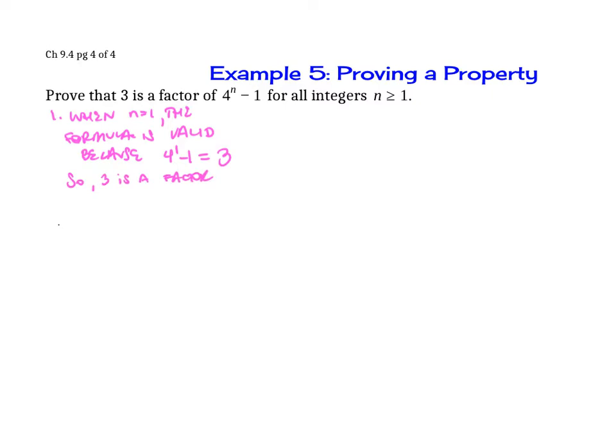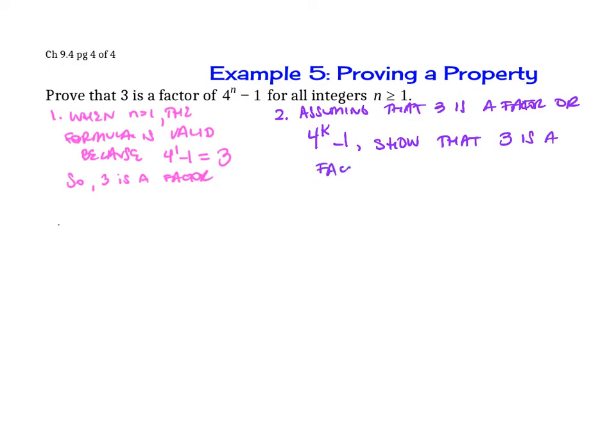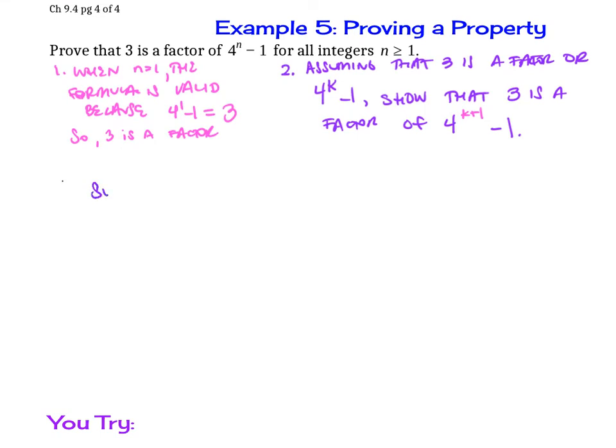So part 2, assuming that 3 is a factor of 4^k minus 1, we're going to show that 3 is a factor of 4^(k+1) minus 1. Okay, so next, 4^(k+1) minus 1.